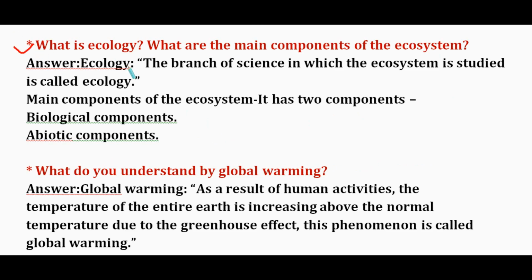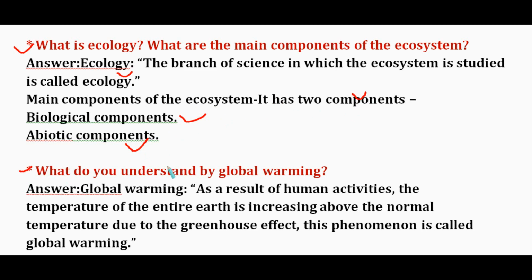Now the question is, what is ecology? What are the main components of the ecosystem? The branch of science in which the ecosystem is studied is called ecology. The ecosystem has two main components: biological or biotic components, and abiotic components.